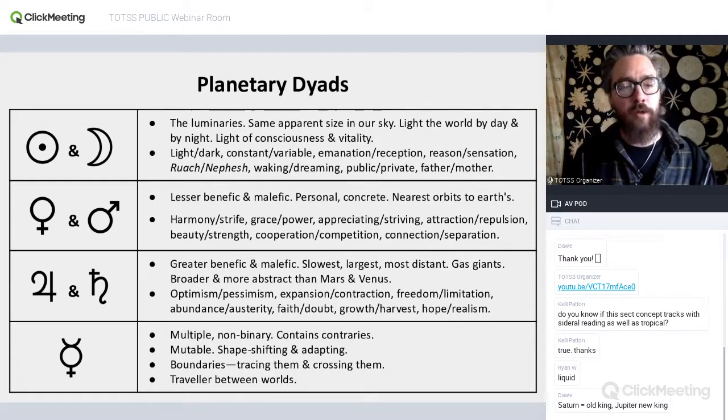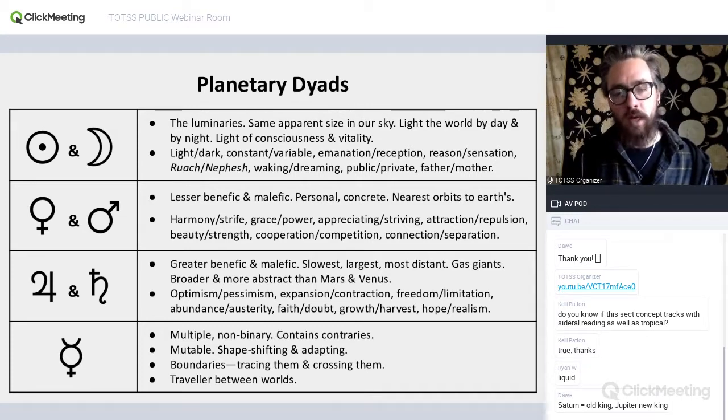All right, and then we have Jupiter and Saturn, the greater benefic and the greater malefic. They're the slowest, largest, and most distant planets, as we've been talking about. They're the gas giants, and like we said, they're broader and more abstract and a little less personal than Mars and Venus. So Jupiter is optimism, Saturn is pessimism.